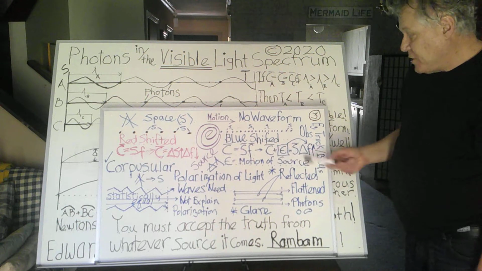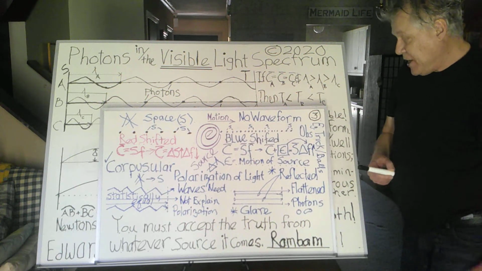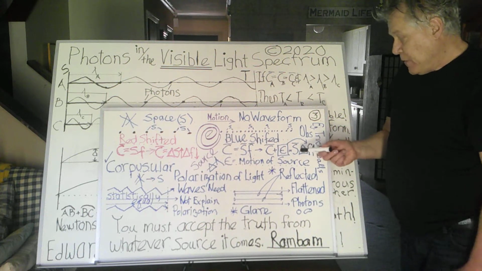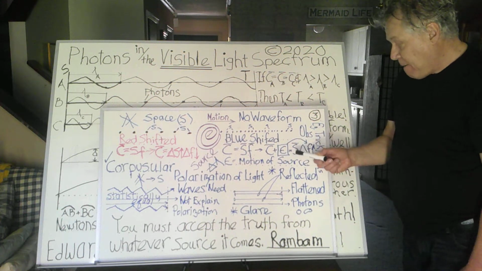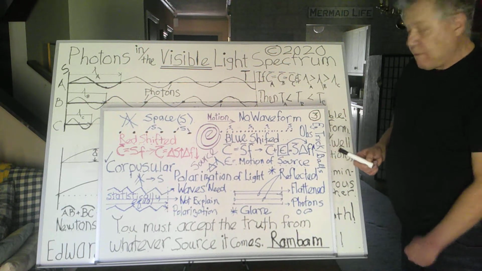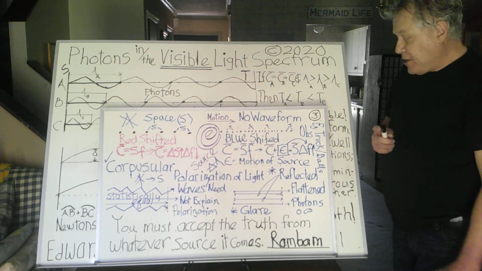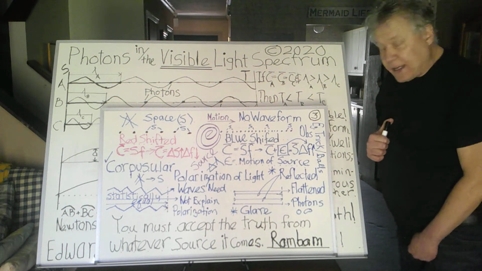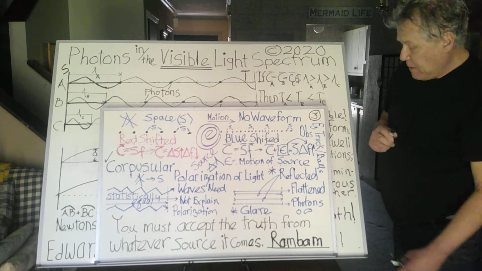Epsilon is the motion of the source, which is the galaxy here. The speed of light equals the space times what? The frequency, which increases, right? So the change in the frequency goes up. And I'll explain it in a second.